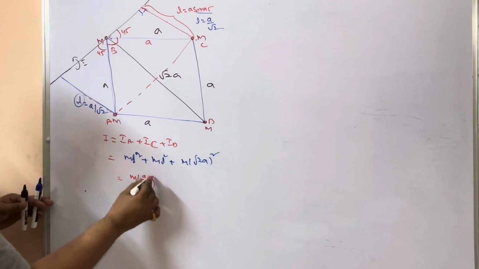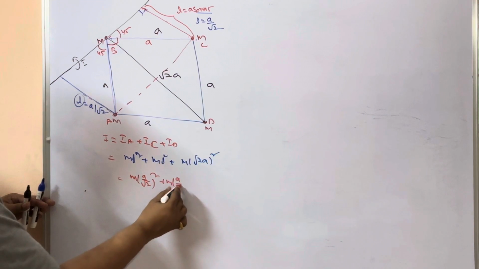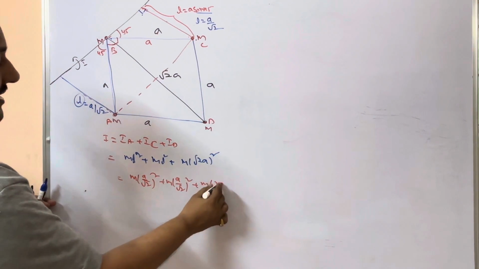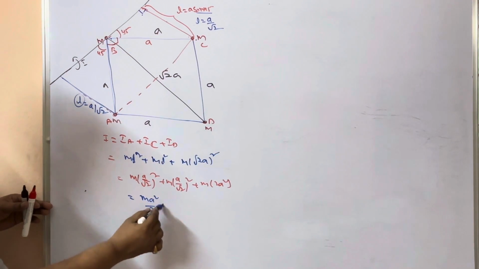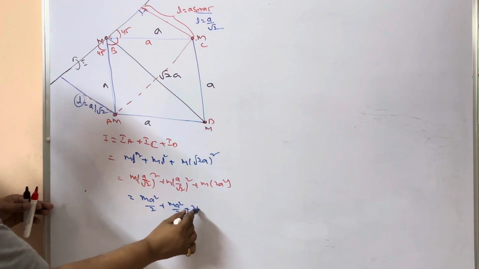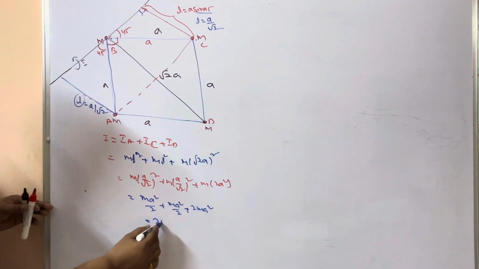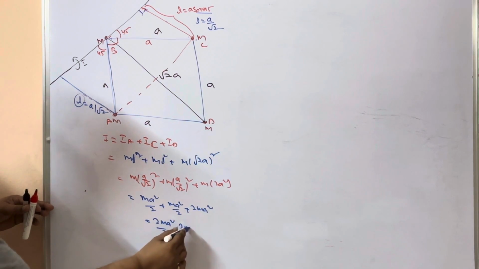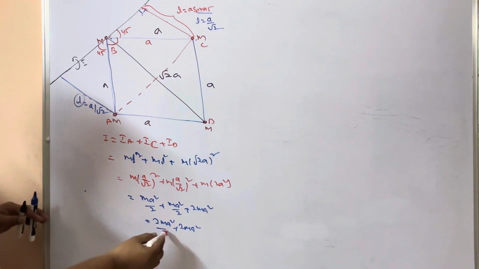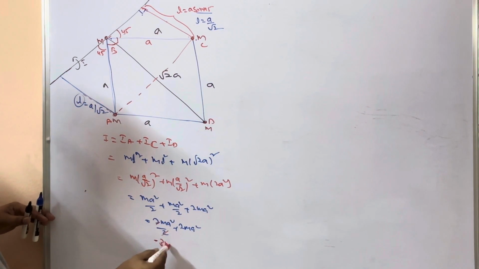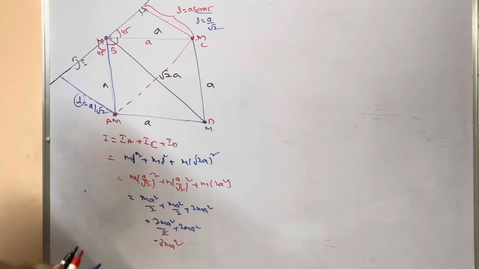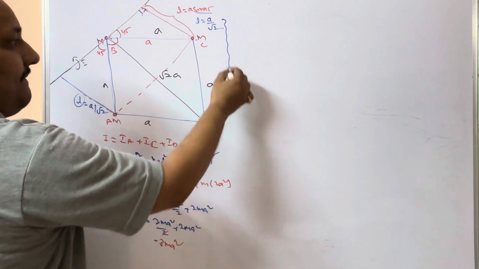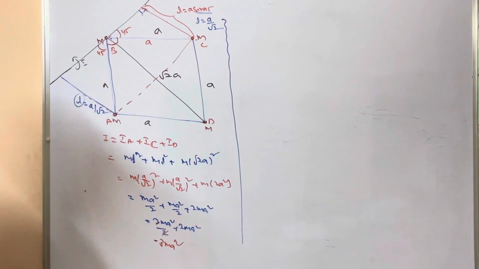So M a by root 2 whole square plus M a by root 2 whole square plus M into 2a square. So Ma square by 2 plus Ma square by 2 plus 2Ma square. This is going to be 2Ma square by 2 plus 2Ma square. So this 2 will be cancelled. That is going to be 3Ma square. Correct? You can cross check the calculation once. So this is how we are going to solve the problem by taking perpendicular distances.